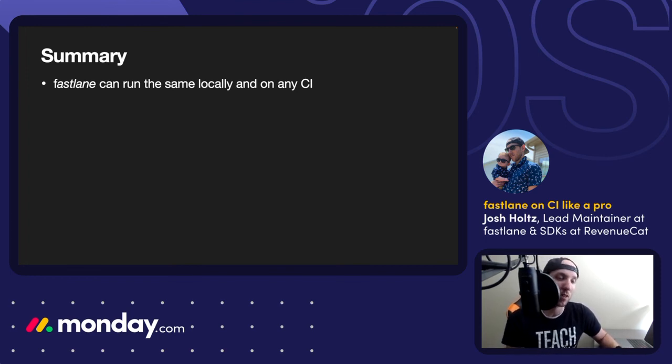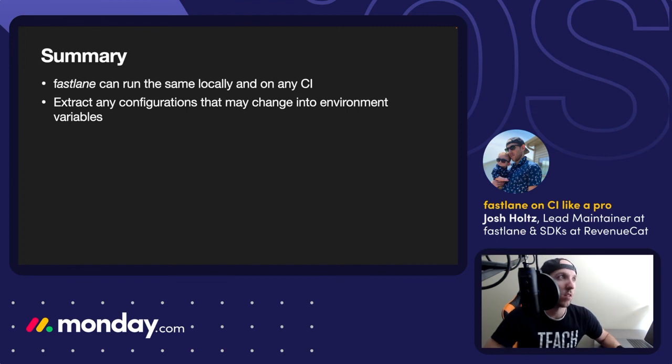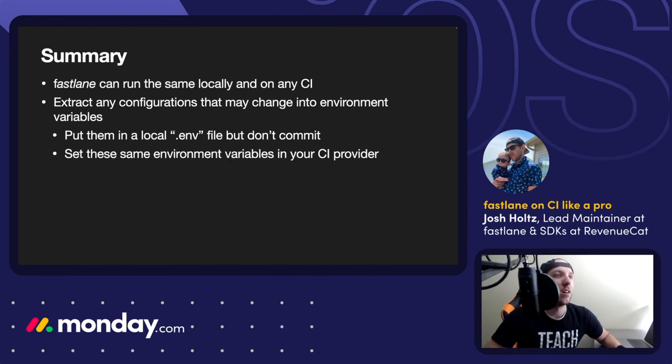So all the configurations should be stored the same way. Anything that you change, secrets should be stored in the same way and used in the same way. So pulling them from a .env file is great because that's kind of how a CI also does it. Extract any configurations out that may change. Put them in the .env file.